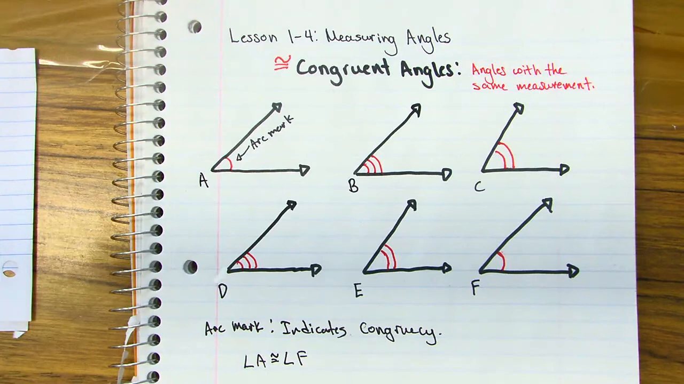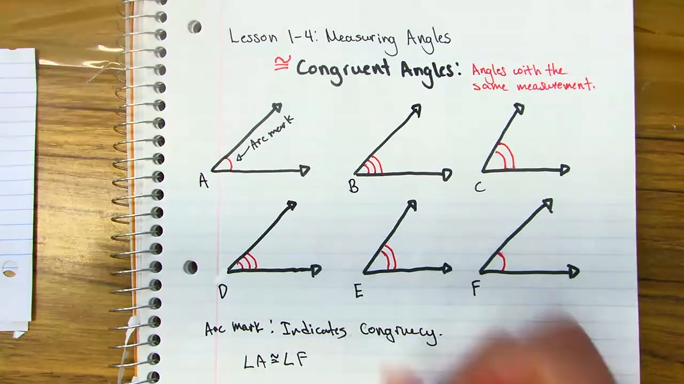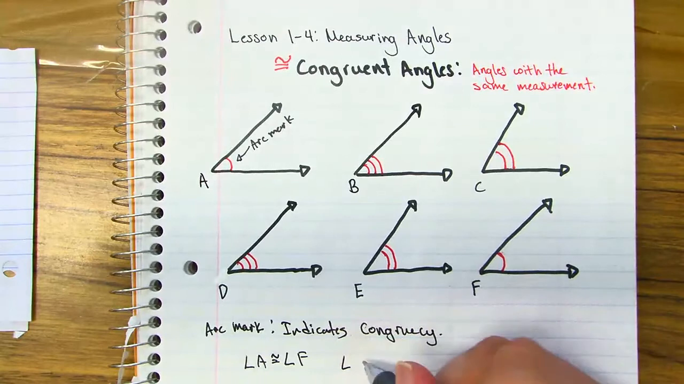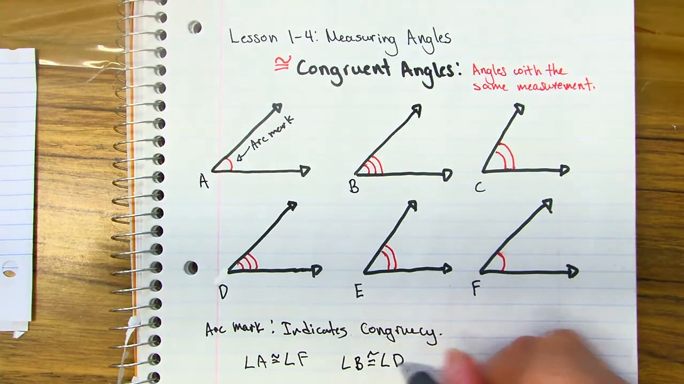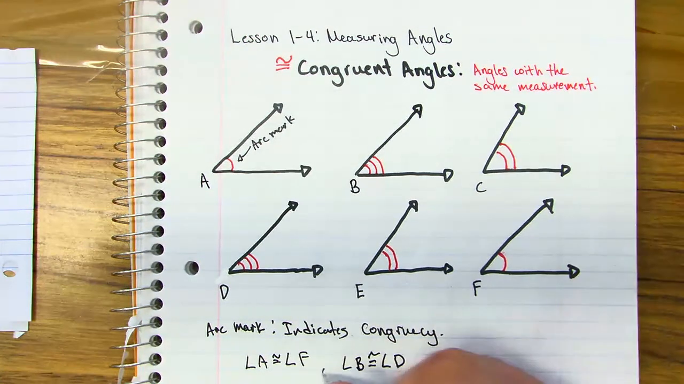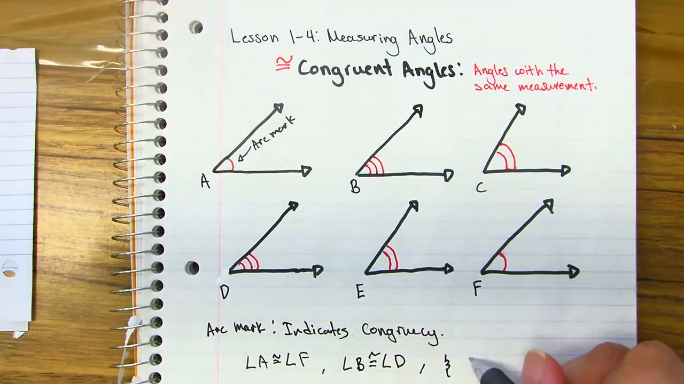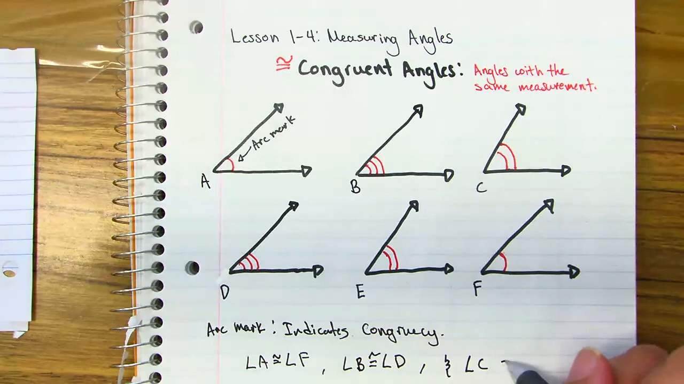Okay. So now what I want you to do for our last activity is to find the last 2 angles that are going to be congruent. All you need to do is just count the arc marks, right? Determine congruency. And let's just write that down so we can practice that. Angle B is congruent to angle D, and also angle C is congruent to angle D.